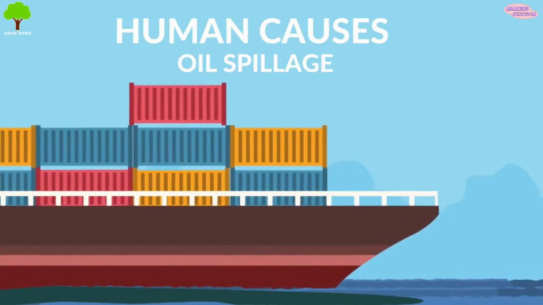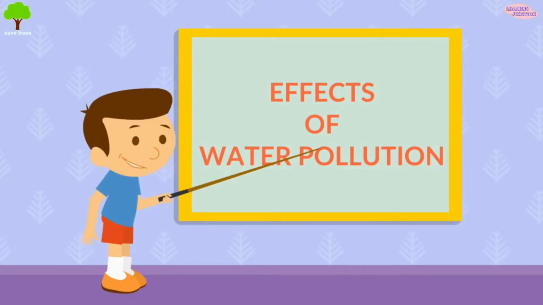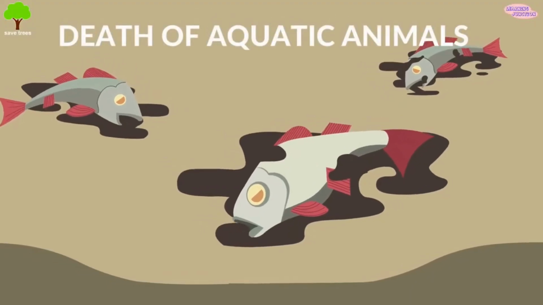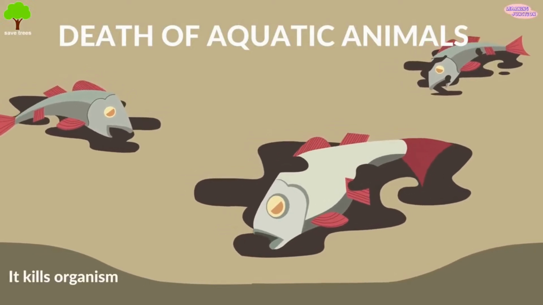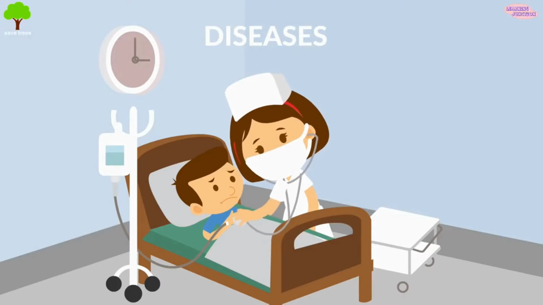The main problem caused by water contaminants is that it kills organisms that depend on these water bodies. Dead fish, crabs, birds, seagulls, dolphins, and many other animals often wind up on beaches, killed by pollutants in their habitat.